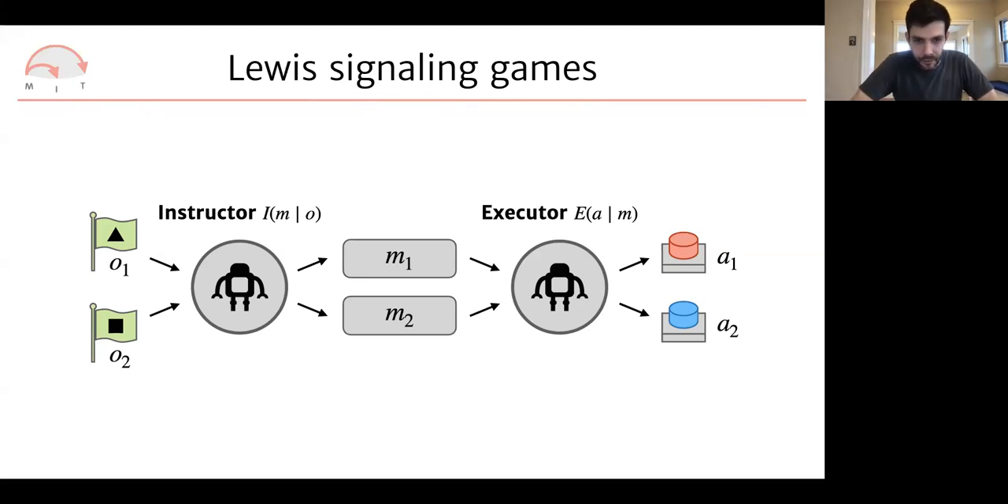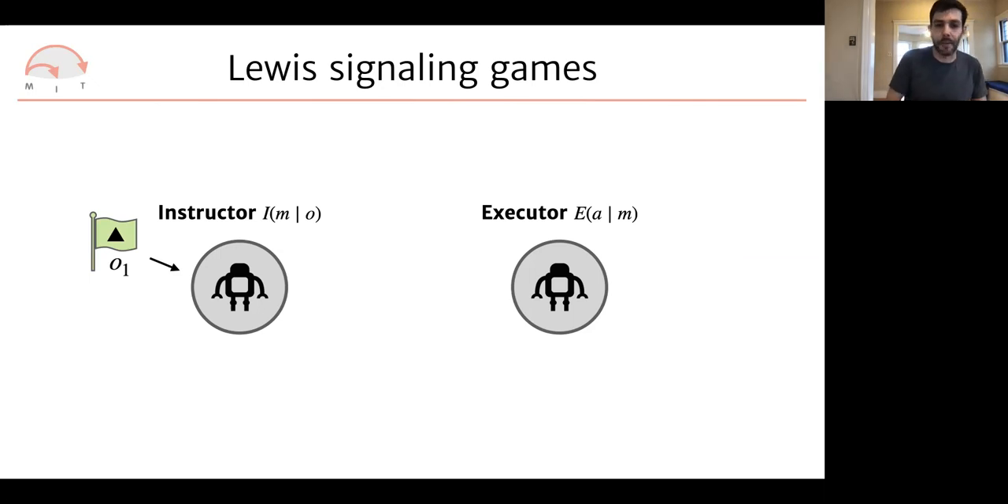The way a Lewis signaling game works is as follows. We have two players in this game, which we're going to refer to as our instructor agent and our executor agent. The instructor is going to observe some signal from our environment that we'll call observation 1 or observation 2. On the basis of that signal, it will generate a message that we'll call message 1 or message 2. It'll send that to the executor agent, and then the executor will take one of two actions in the environment that we'll call either action A or action B, represented here as pressing a red button or pressing a blue button.